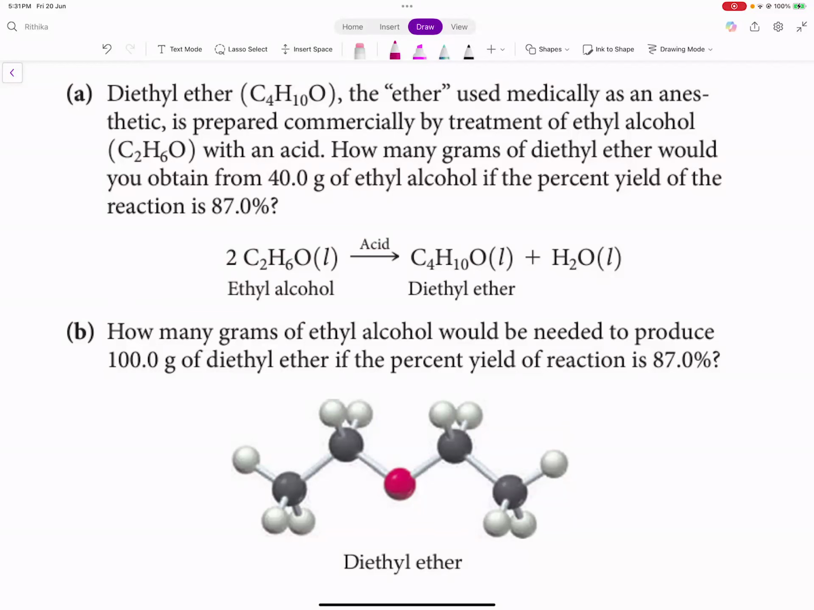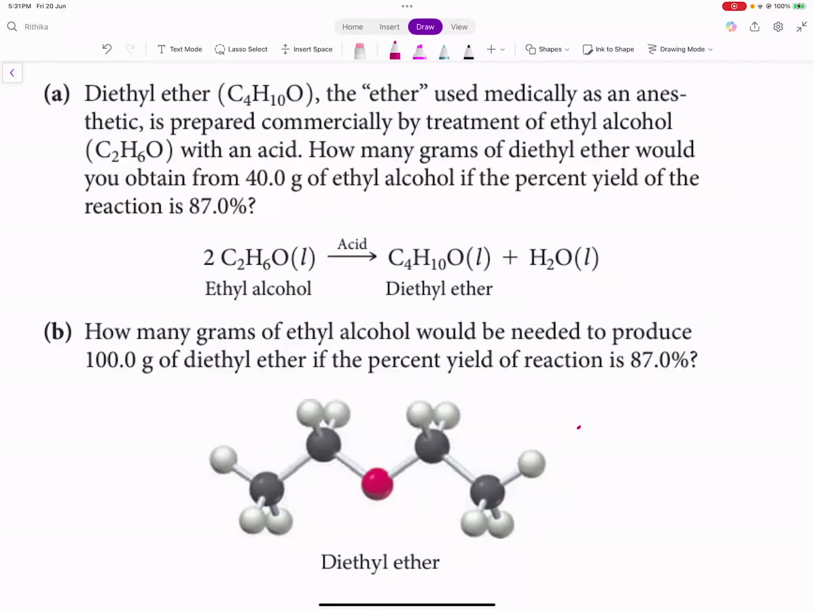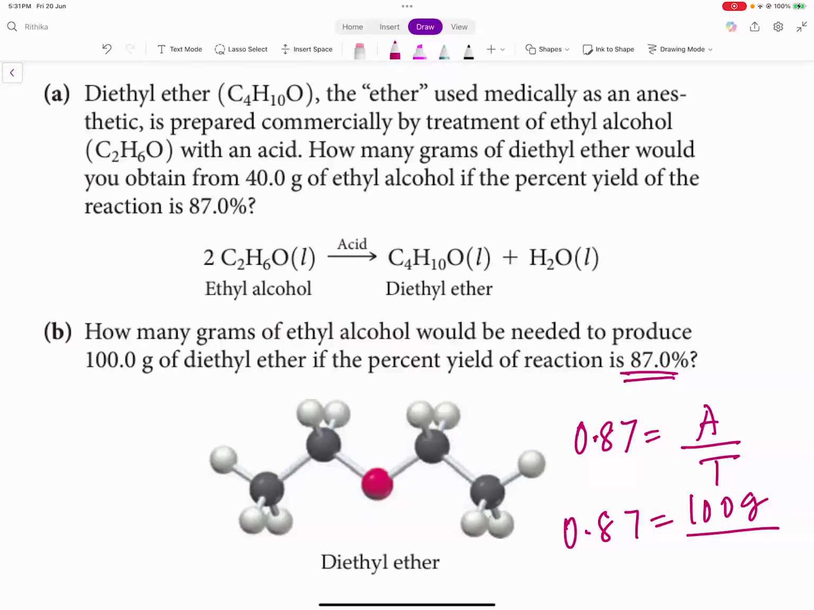See, it'll go like this. You are given the percentage yield, 0.87, right? That is actual by theoretical. So actually you need 100 gram, and theoretically you need? I can calculate that from here. So now I know the theoretical yield, this many grams. So I know the moles of this, and from here I can calculate the moles of ethyl alcohol, right?